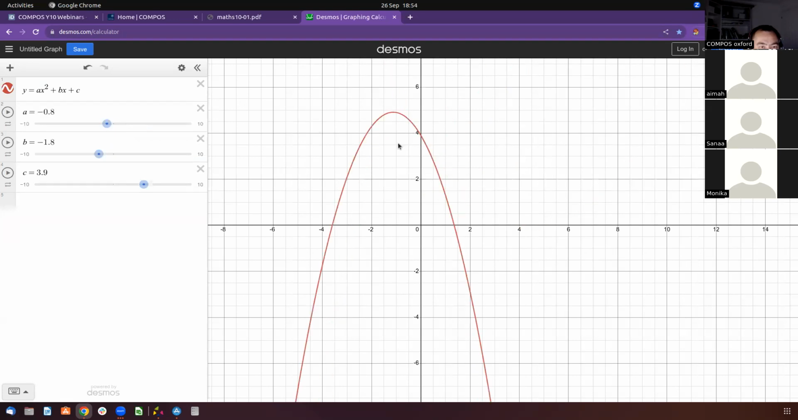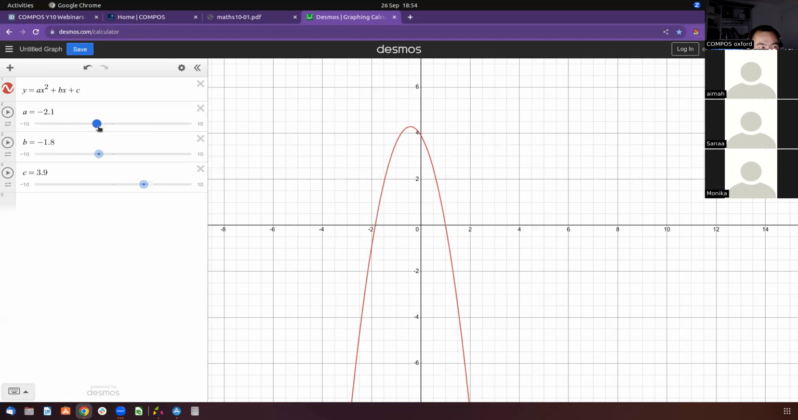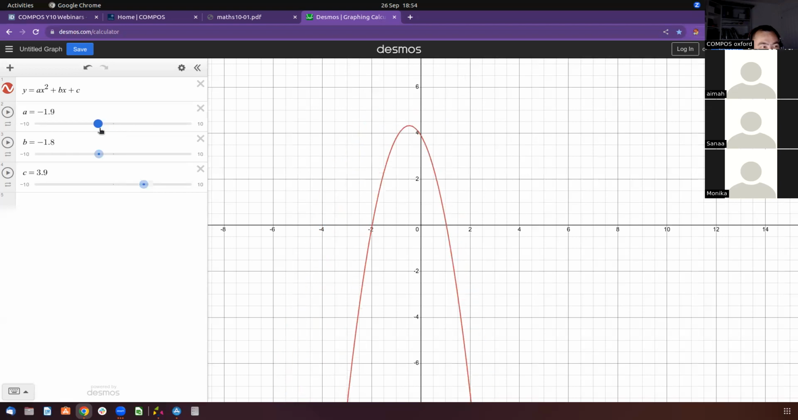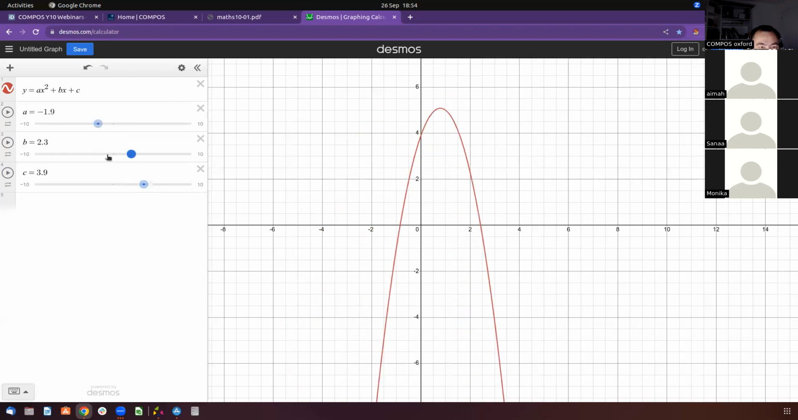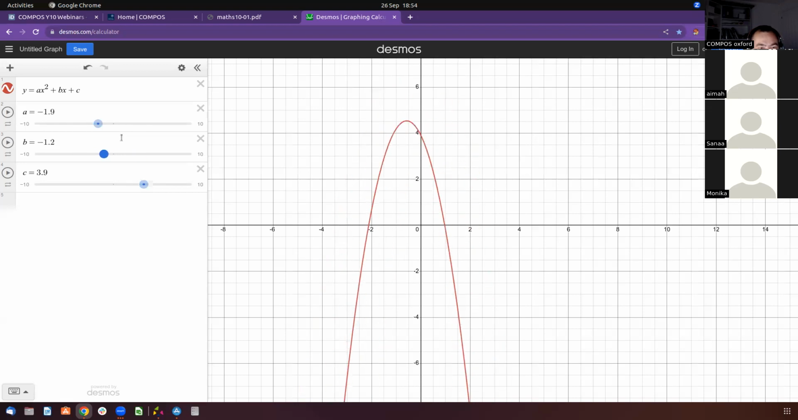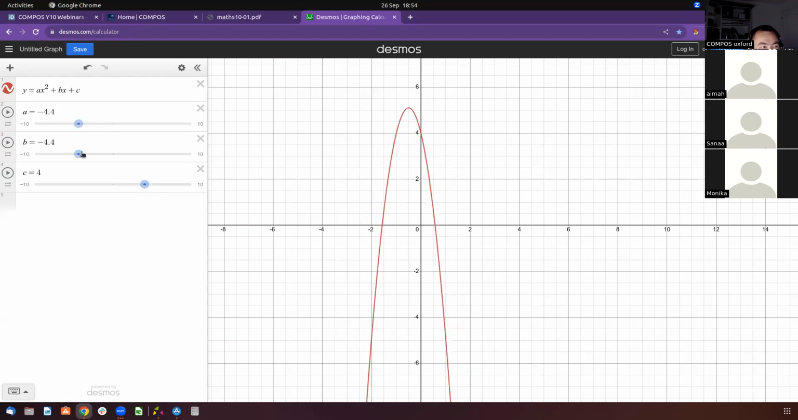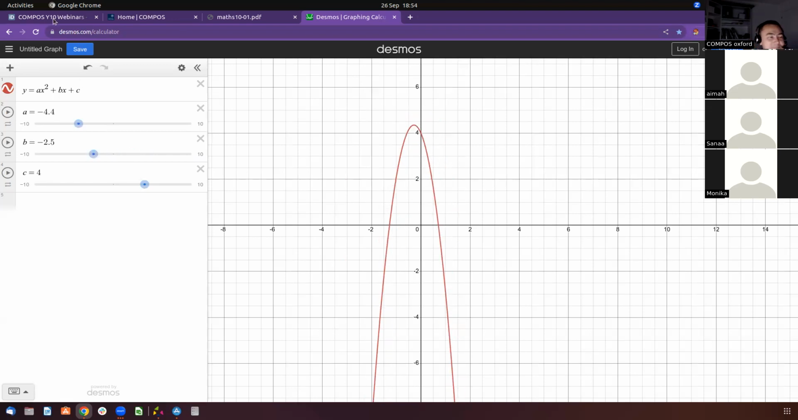Note that the 4 doesn't change when I change a. One point remains where it is, the 4. Well, it's 3.9 actually. And if I change b, it also doesn't change. This point stays where it is. It's quite fascinating. It always goes through 4 because that's the y-intercept, determined by c. C is the y-intercept. So no matter what you do, the parabola would always go through this point. So if you have a chance, play around with it.